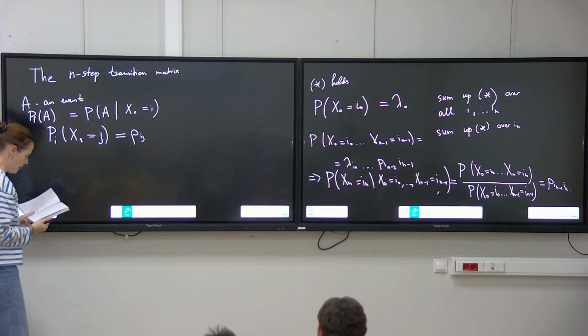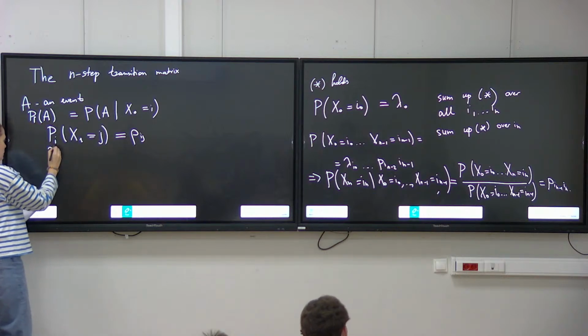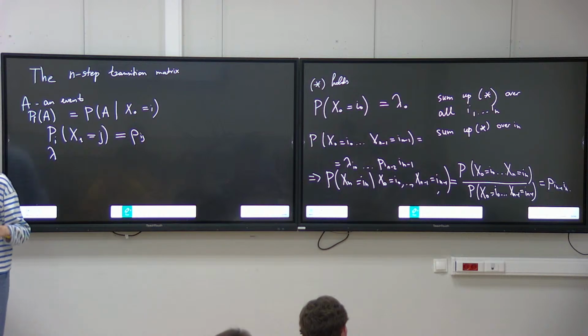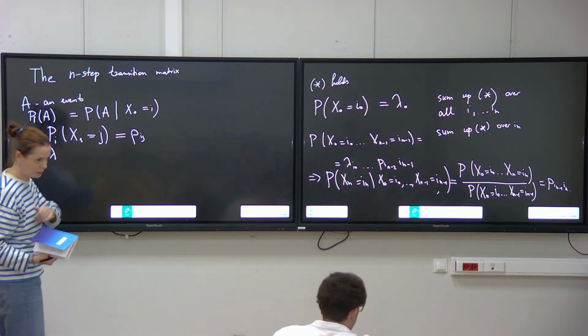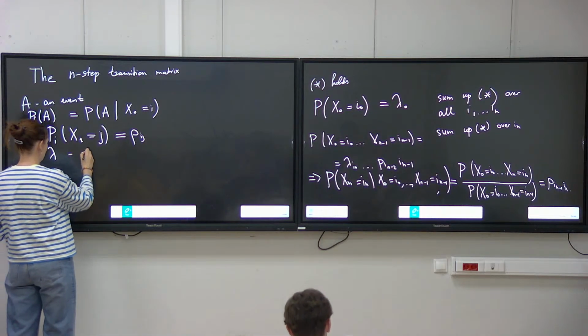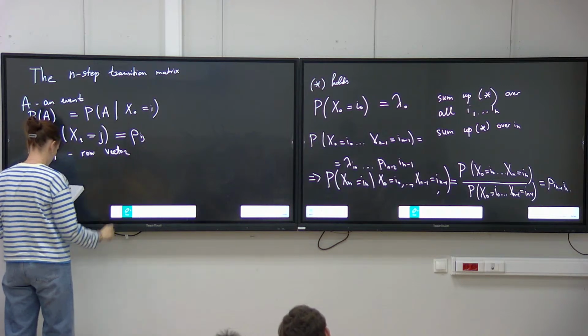P_ij. So if we are given an initial distribution lambda, what does it mean? Lambda is a set of probabilities. So we can see it as a row vector, because I will manipulate with some matrices now. So I will consider it as a row vector. Это будет вектор-строка для меня. Мне так удобно. It's a row vector of the initial distribution.